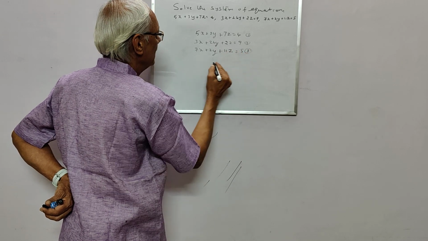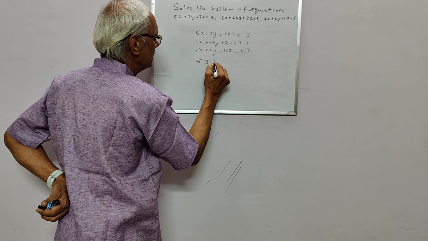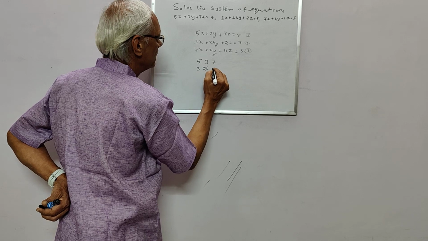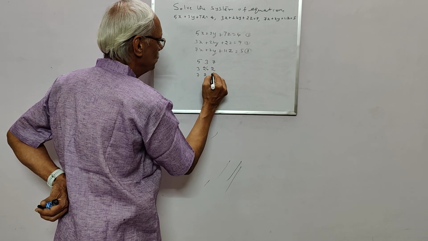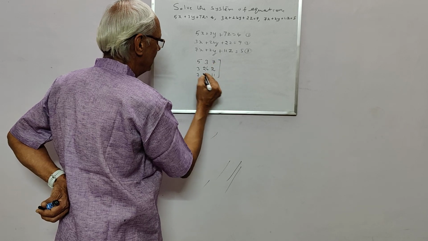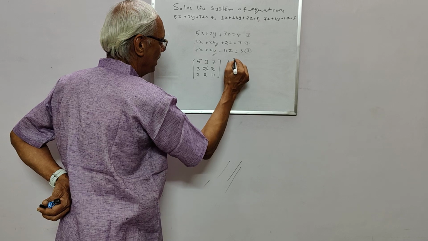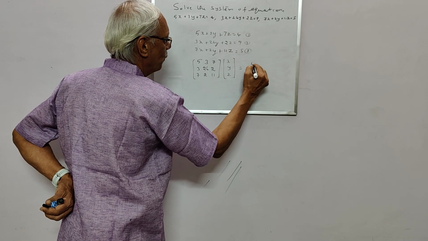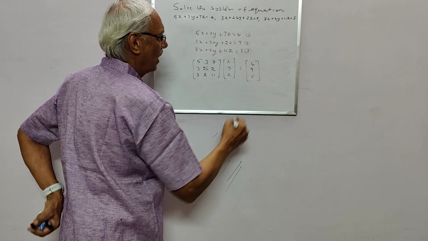This is equation 3. This can be written as the matrix 5, 3, 7 and 3, 26, 2, and 7, 2, 11, and x, y, z as a vector is equal to 4, 9, 5. So you see that, how do you get this?